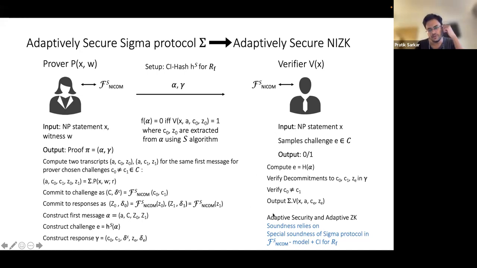And so regarding the CI, we argue CI inside the hybrids. So we first show that in the FNICOM model, these commitments are statistically binding. And then in the next hybrid, by relying on special soundness, we argue that the Sigma protocol transcript is statistically binding. And then in the final hybrid, we rely on the statistical CI to argue soundness. And the CI hash in our protocol is defined in the statistical mode in the real world.